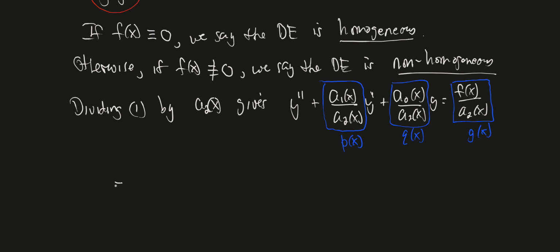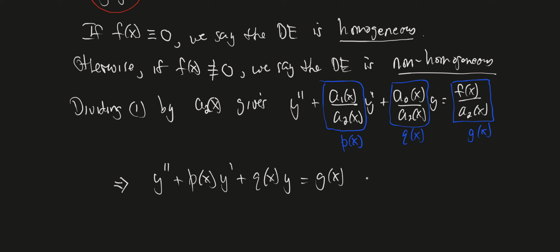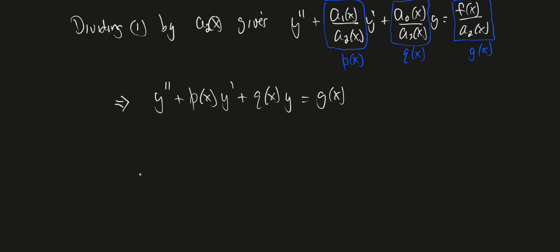So that gives us this differential equation, right? So y double prime plus p of x times y prime plus q of x times y, and then now I have it equal to g of x, right? So this is another standard form of a second order linear differential equation. So the theorem that I'm going to state will make reference to these three functions, right?